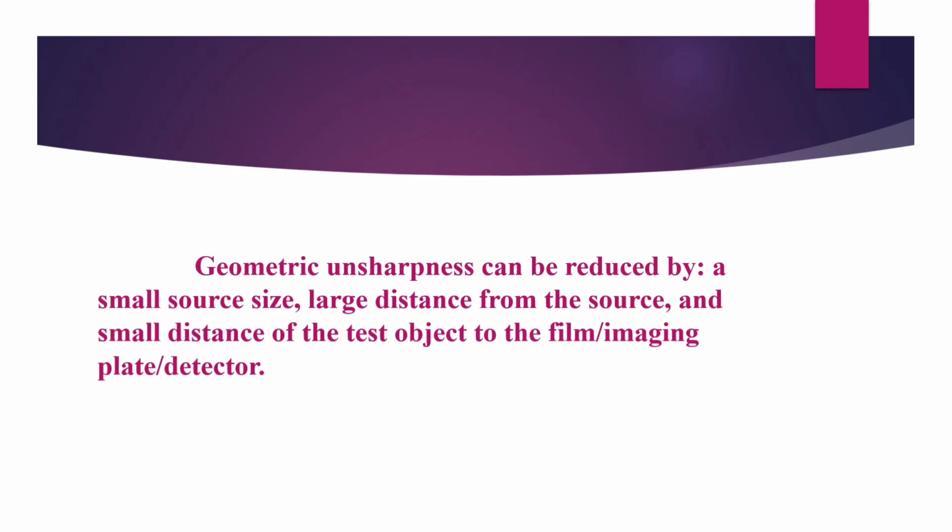So now let's see the explanation. Geometric unsharpness can be reduced by a small source size, large distance from the source, and small distance of the test object to the film, imaging plate, or the detector.